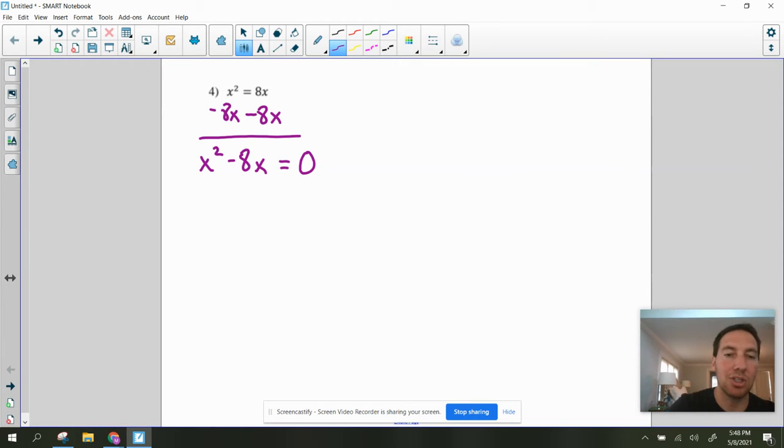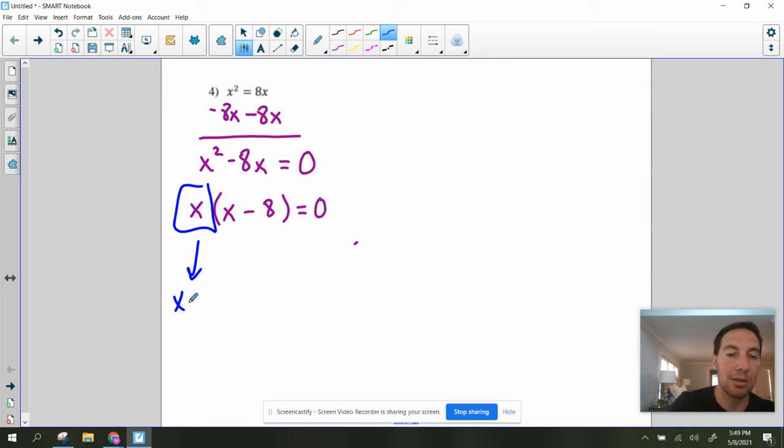Now we're going to do that undistributing step. I'm going to pull out an x. That gets me x times x minus 8. If you don't believe me, you could redistribute. X times x is x squared. X times 8 is 8x. So we have undistributed. Now I'm going to do my ZPP step.